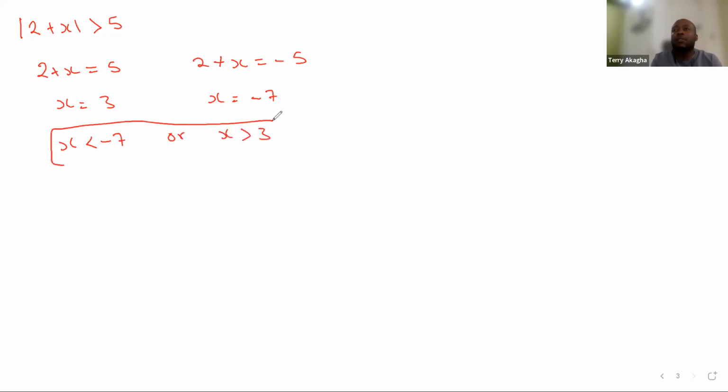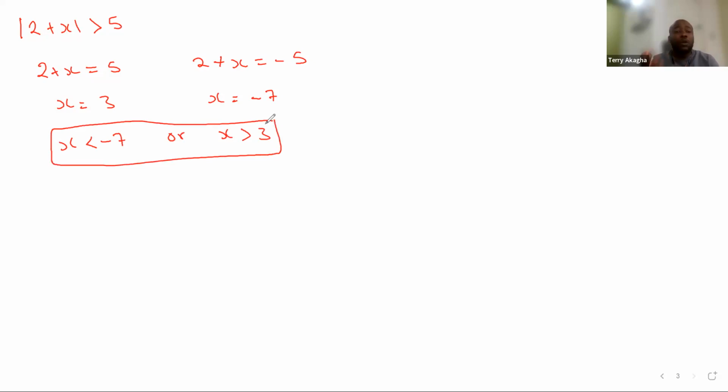Similarly, what do you have to do? You have to equate it. So it's going to be 2 plus x is equal to 5, or 2 plus x will be minus 5. Taking 2 to the other side, x is going to be 5 minus 2, and that will give you 3. Then x is going to be minus 5 minus 2, which gives minus 7. So x is going to be less than minus 7, or x is going to be greater than 3. That will be the answer for that.